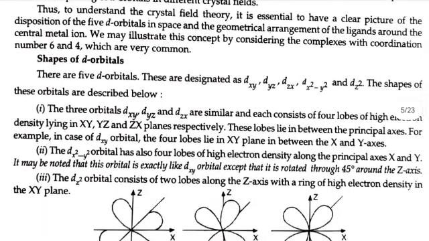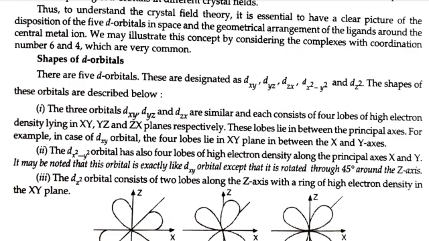Shapes of d orbitals. There are 5 d orbitals. These are designated as dxy, dyz, dzx, dx² − y², and dz². The shapes of these orbitals are described below. The three orbitals dxy, dyz, and dzx are similar and each consists of four lobes of high electron density lying in the xy, yz, and zx planes respectively. These lobes lie in between the principal axes.